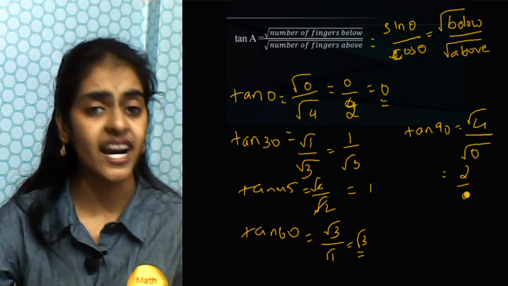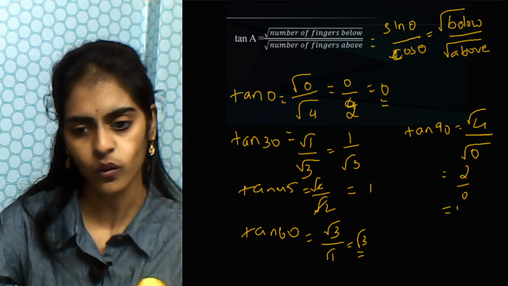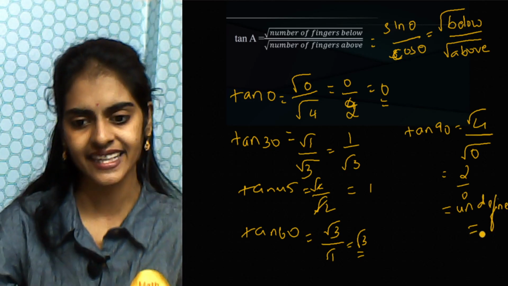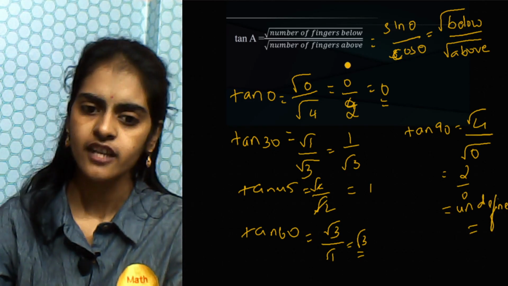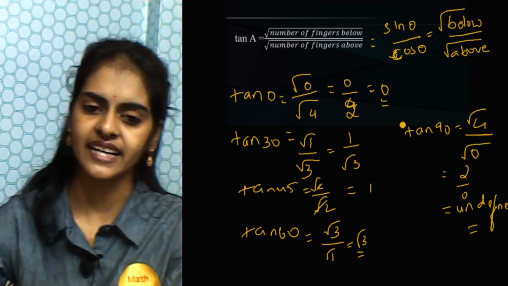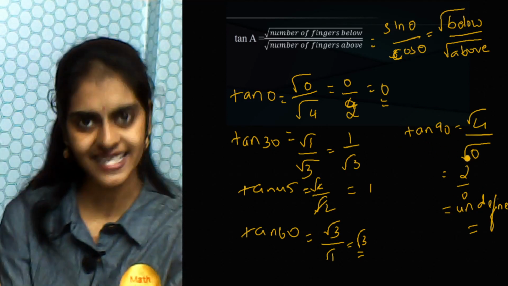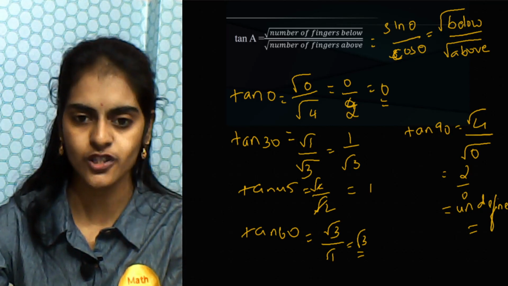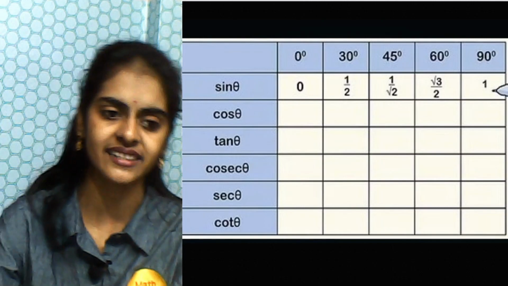Now anything divided by 0, can you define it? No. Anything divided by 0 is undefined. So you write tan 90 is undefined. Got it? So very easily you can get all the values of sine, cos and tan. So this is one trick. I'll tell you the second trick also. Let us fill this table and learn the second trick.